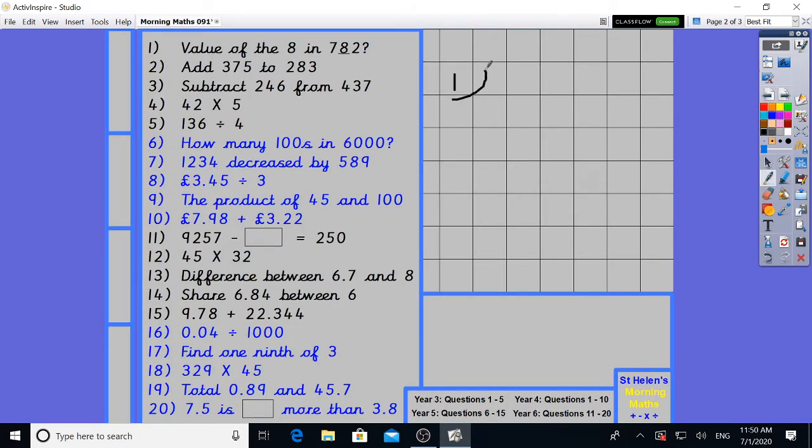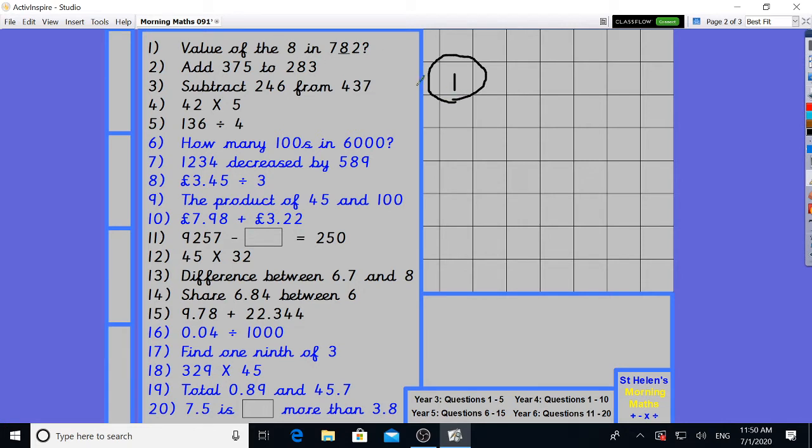Question 1, Year 3 level. Value of the 8 in 782. Units, also known as ones, tens and hundreds. What's the value of the 8? I'm sure you've told me already. It's 8 tens.